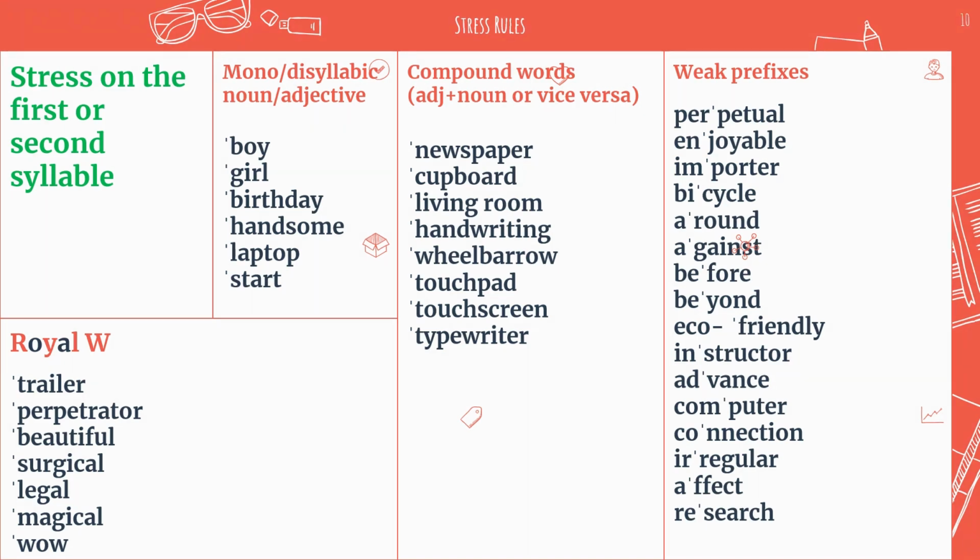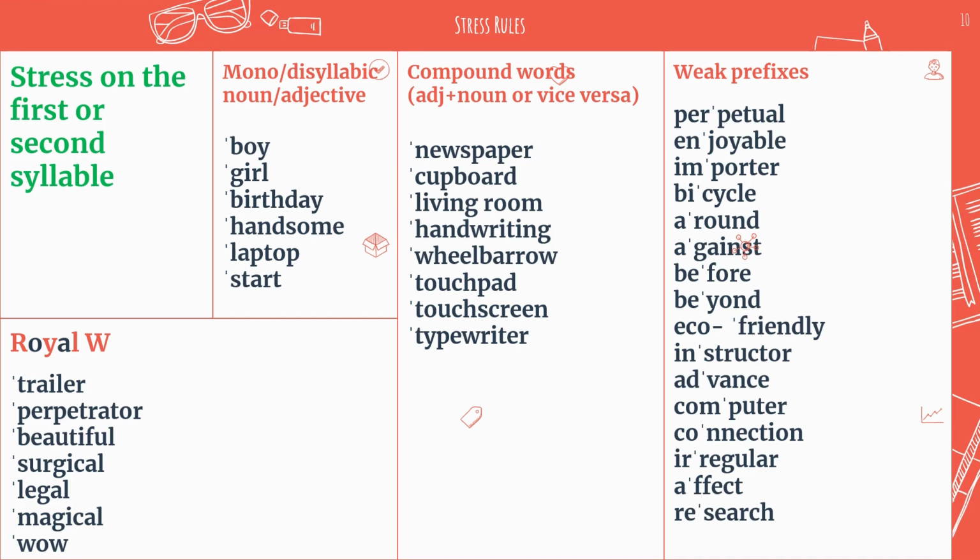Interestingly, our next rule tells us that if a word has a weak prefix in it, then we must lay emphasis on the second syllable of such a word. For instance, perpetual, a "per" or "pur", a weak prefix, therefore "pe" is stressed.